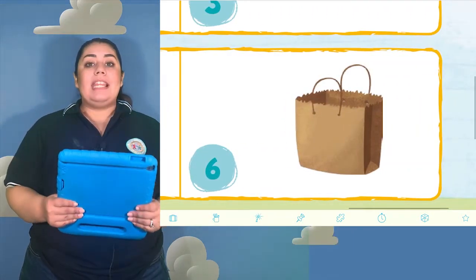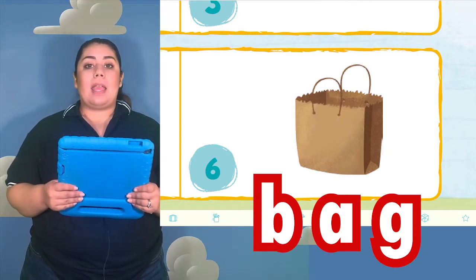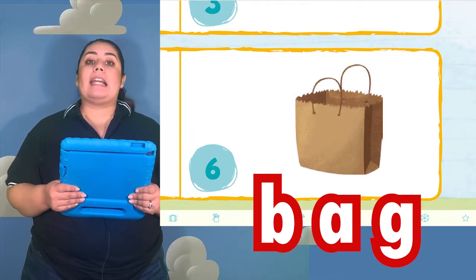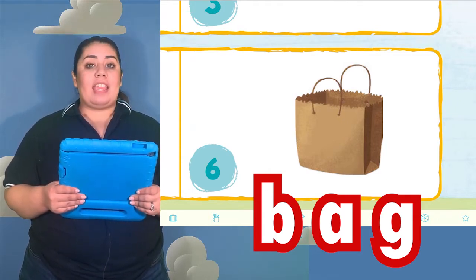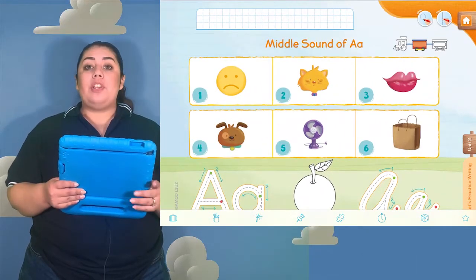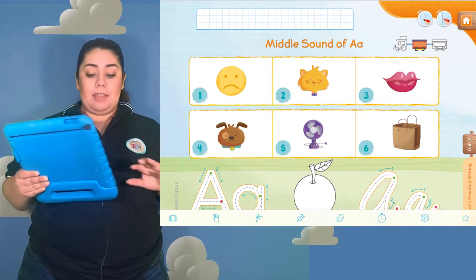And the last one is bag. Bag. B-A-G. Bag. It has the letter A, Emilio? Correct. So we are going to circle the pictures that have the letter A in the middle.